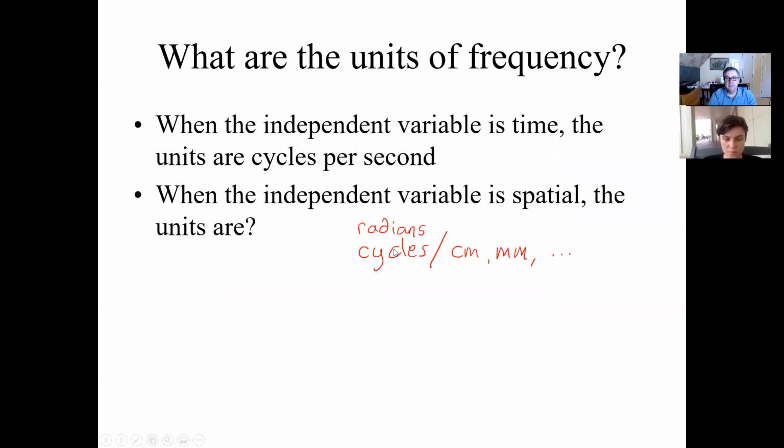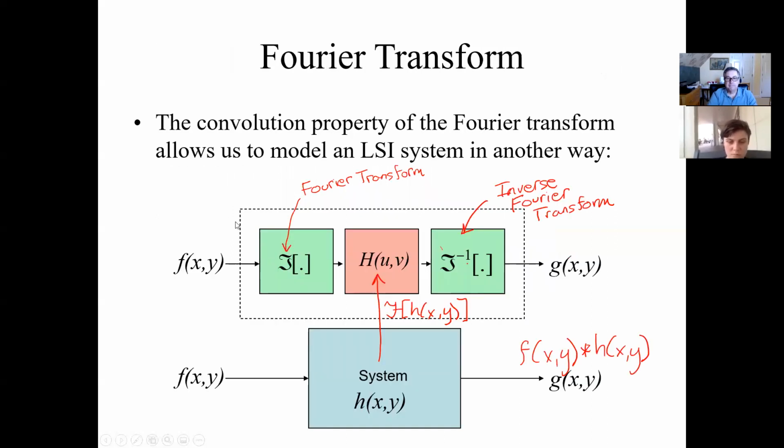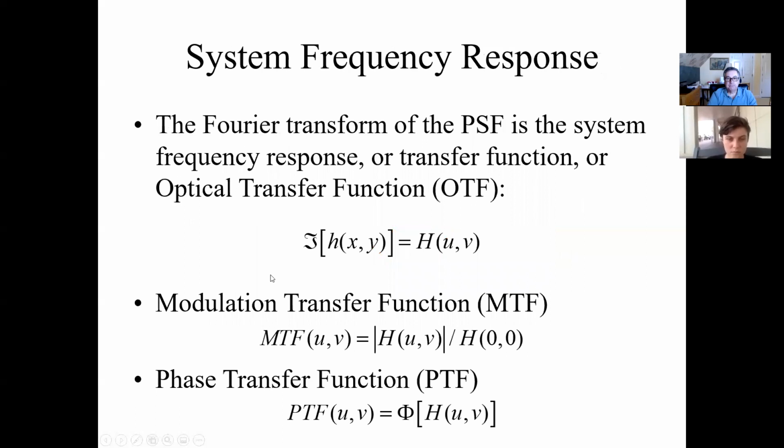And as noted, the units are no longer hertz, right? Because that's cycles per second. Now we're talking about cycles per distance of some kind. So cycles per centimeter, cycles per millimeter. It could be cycles per pixel, because a pixel is a unit of distance in this case. And we could alternately use radians, although more typically we talk in terms of cycles in imaging. Okay.